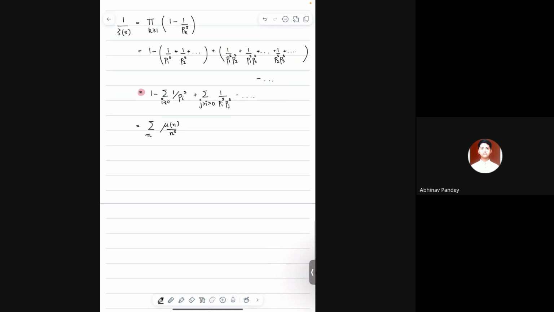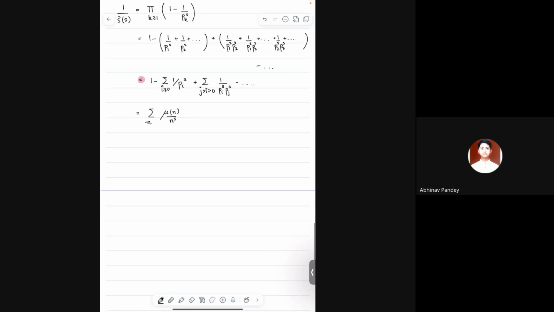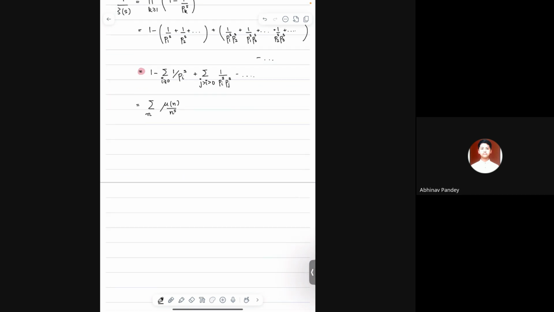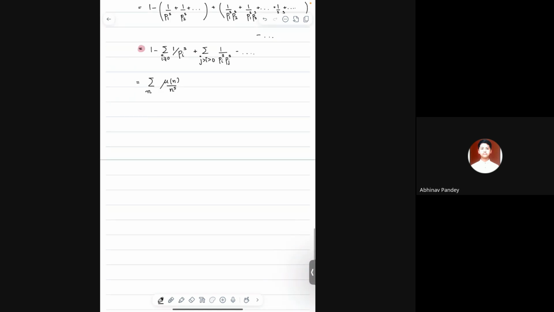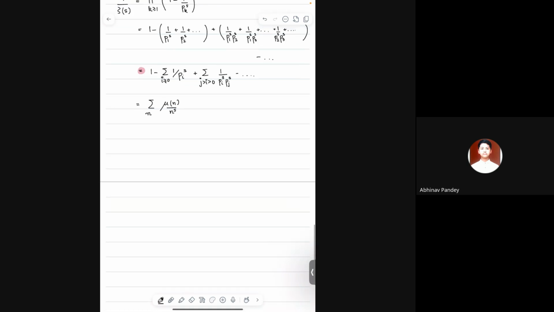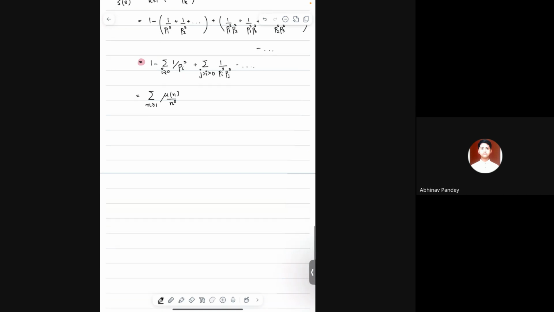And the last thing that I want to leave you with is, okay, so I have mu of n divided by n to the power s. Let me say s is equal to 1. And n is always just any positive integer? Yes, so I'm summing over all n. Okay, got it.